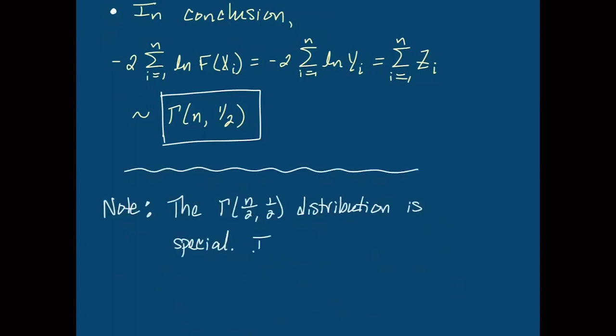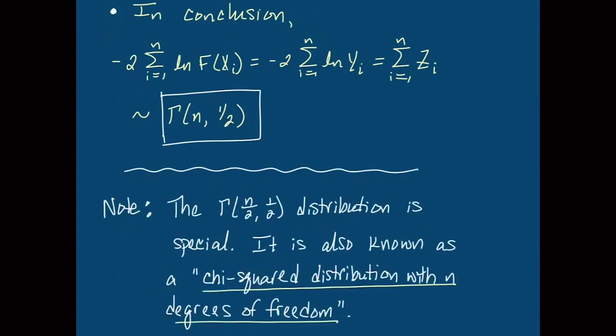The gamma distribution with parameters n over 2 and 1/2, as we have parameterized the gamma distribution in this class, is a special distribution. It is also known as a chi-squared distribution with n degrees of freedom. n is a positive integer, and for now, you can just think of it as a parameter. I don't want you to worry at this moment what degrees of freedom means. So if X has a gamma n over 2 comma 1/2 distribution, we say that X has a chi-squared distribution with n degrees of freedom, and we write that like this.